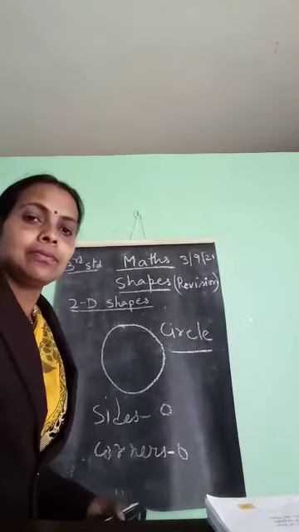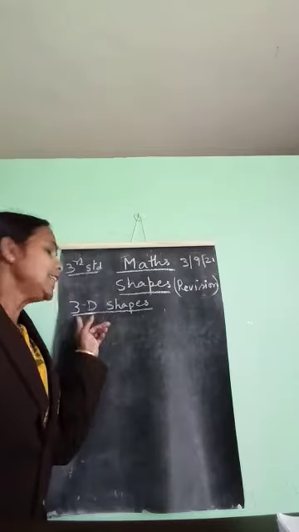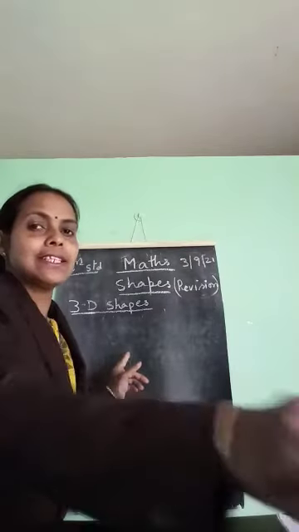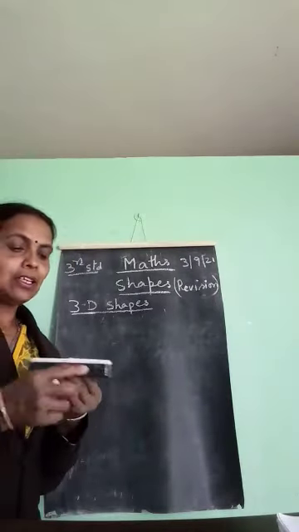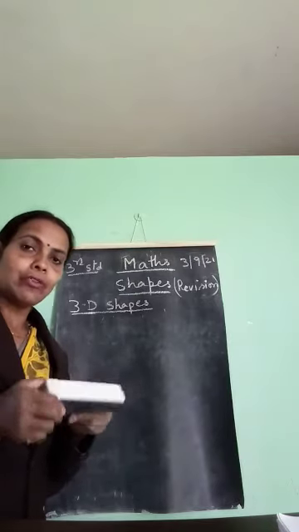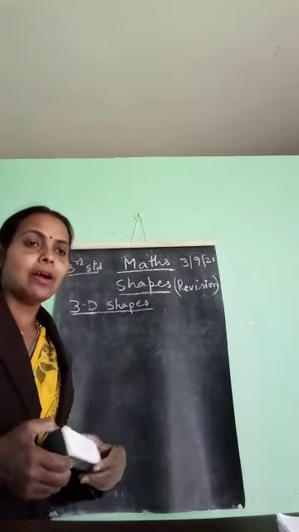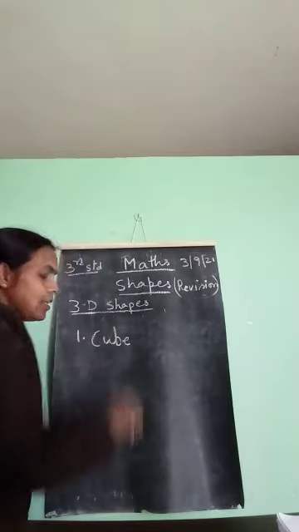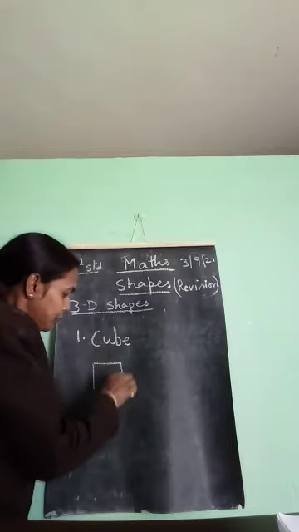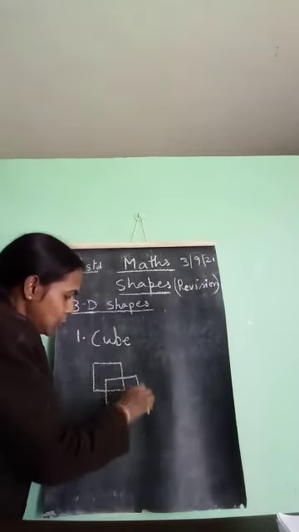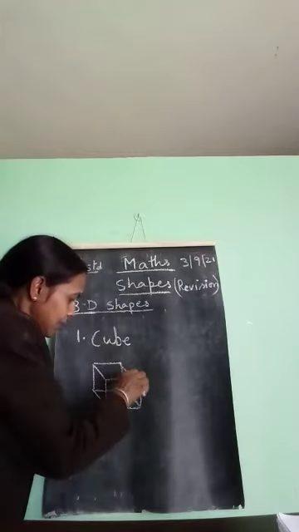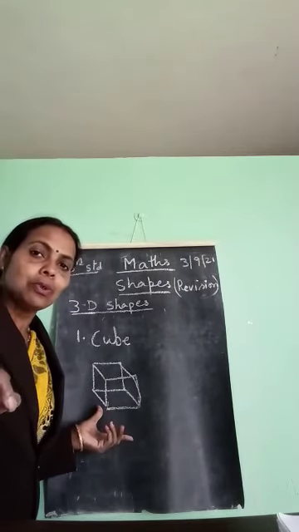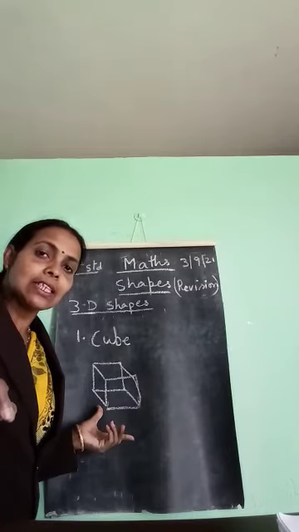Now 3D shapes. 3D shapes have length, breadth and height. These shapes are 3D shapes. Before we learned plane figure or 2D shapes. Now 3D shapes, first one is cube. This shape is known as cube. If you see Ludo dice, that is cube in shape.